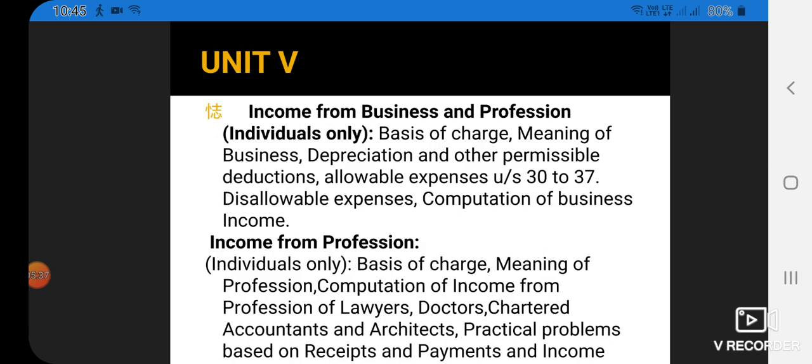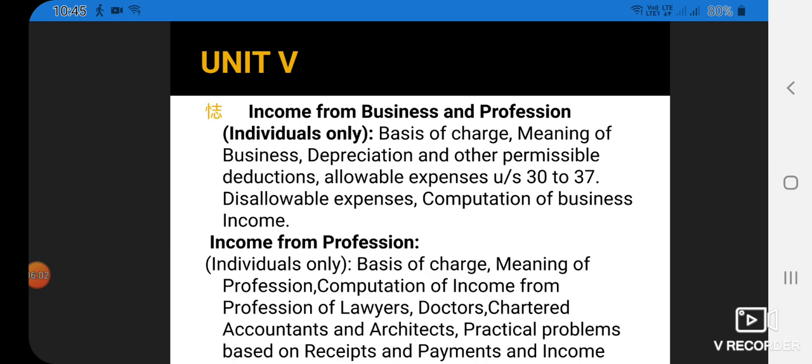Then we are understanding the meaning of business, what is depreciation and other permissible deductions, allowable expenses under sections 30 to 37, disallowable expenses, computation of income, business income, etc. And the second part of the fifth unit is income from profession.